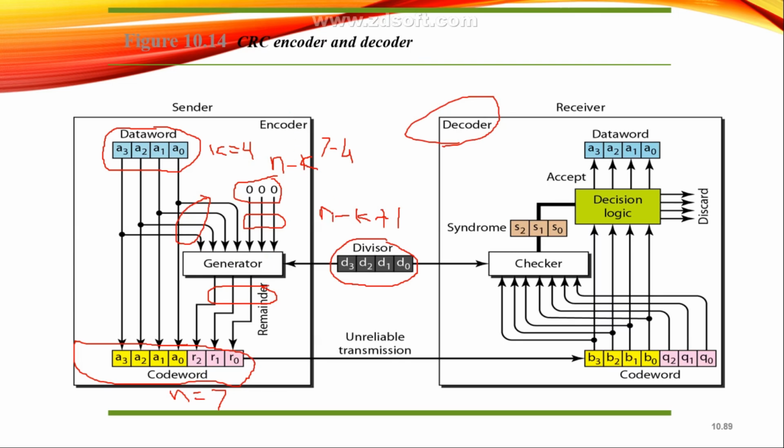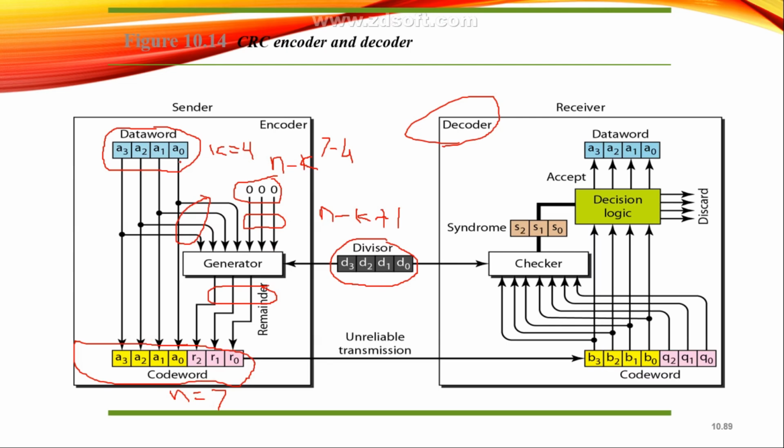Now the quotient. Before this, I want to tell you, this generator is going to divide this augmented data word by the modulo 2 division. As you know the arithmetic division, but over here we are going to use modulo 2 division. Whatever the quotient is, we are going to discard it, and the remainder, that is R0, R1 and R2, is appended to this data word to create this code word.